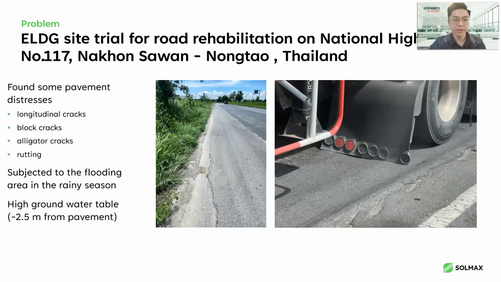Yep, as mentioned, after the first rehabilitation in 2021, pavement distress kept happening, such as longitudinal cracks, block cracks, aggregator cracks, and even the rutting is in a serious condition. And this highway was also subjected to flooding during the raining season, and it has a high groundwater table, which is about 2.5 meters below the ground.